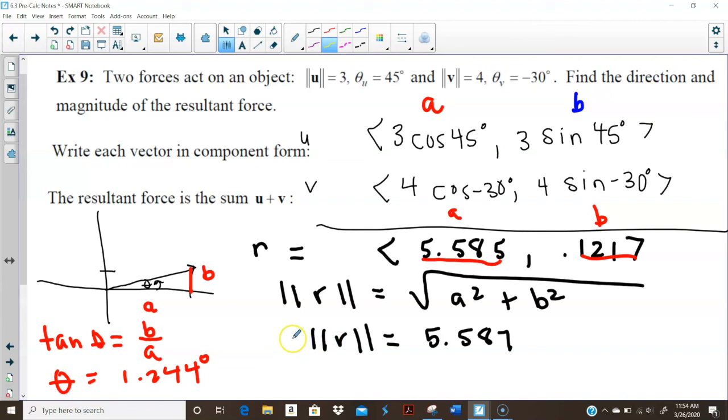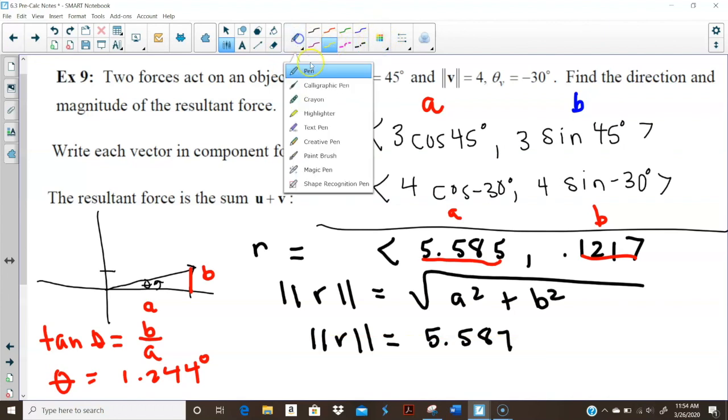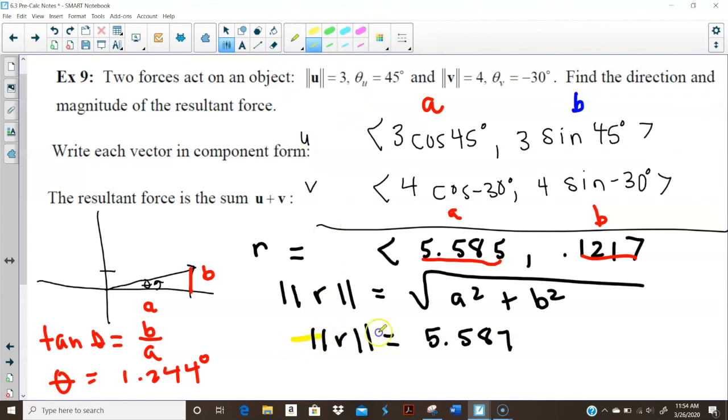So your two answers are here. That's going to be the magnitude. And here, that's going to be the direction. Now, when you're dealing with the direction, you always want to graph your result. And the reason why you want to graph your result is because you want to make sure that you have the correct angle. Sometimes you will get the reference angle instead of the actual directional angle.